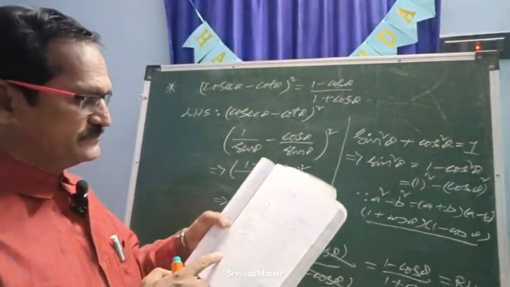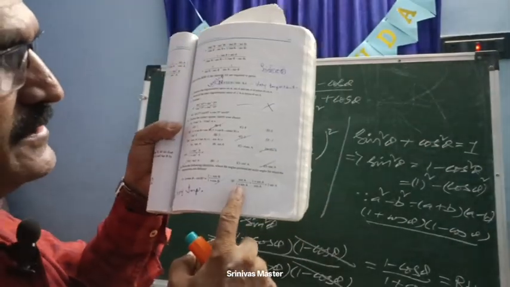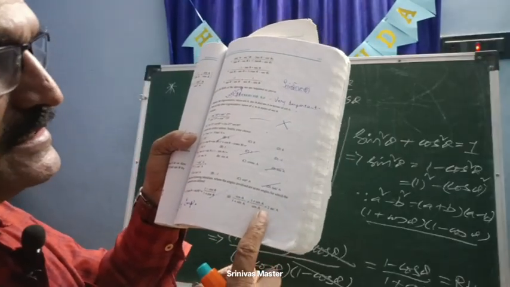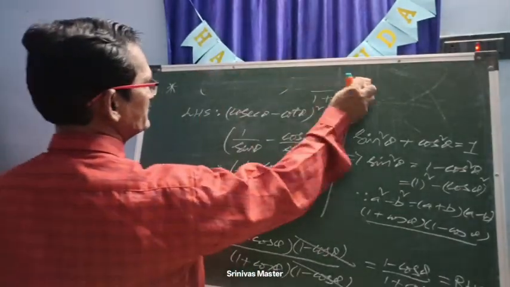What is the next problem? What is given? Cos A by 1 plus sin A plus 1 plus sin A by cos A should be equal to 2 sec A. We'll see how to prove this.